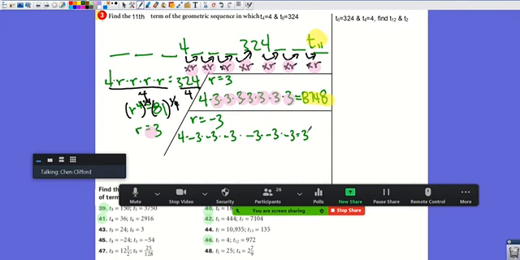Oh man, my writing got more and more terrible as we got to the end. And we are going to get -8748. So check this out. Let's actually make this a little easier. Let's multiply this just 4 times. How do I want to do this?